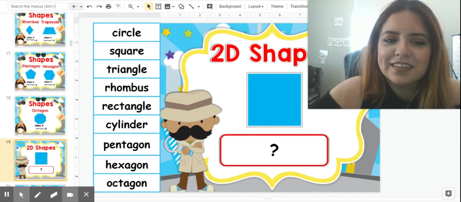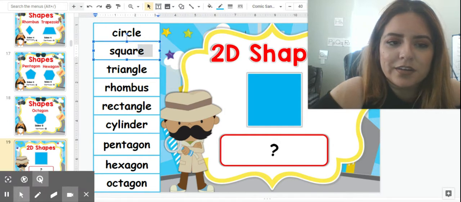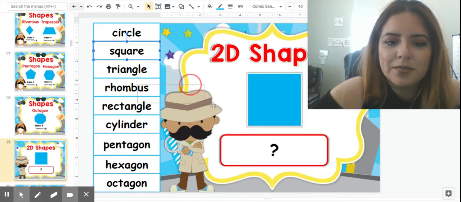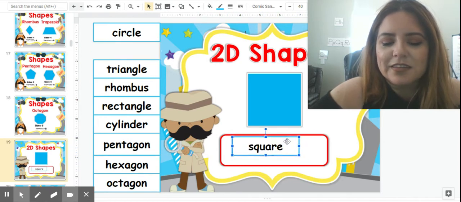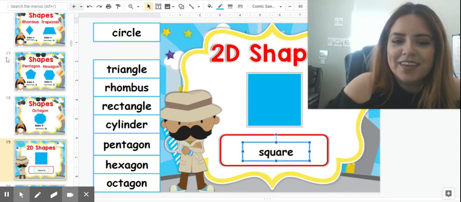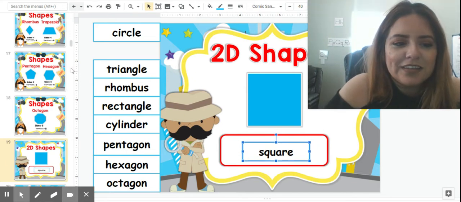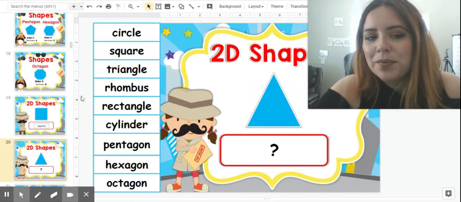This is a square. Let me grab it. This is called a square. Good job. Okay, now let's go check our next one. What's this shape?